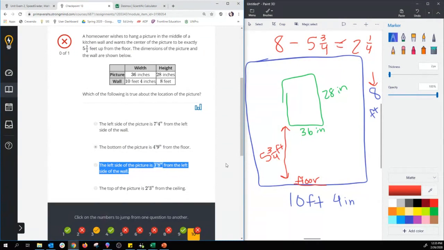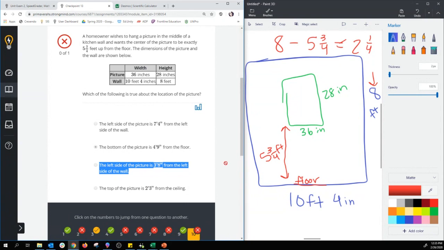I really don't like this problem. There's so much happening. Do you guys want me to explain why that's the right answer, or are you okay with just moving on? Okay, I'll explain it. It won't take me long.